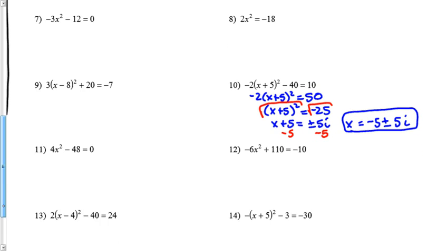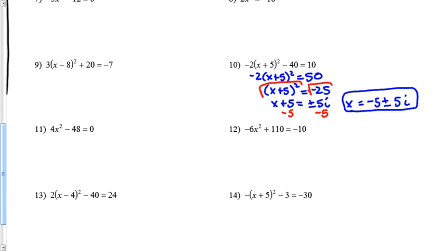So number 11 is pretty similar. We're going to take a look at number 11. This one's in standard form. Let's do PEMDAS backwards by adding 48 to both sides first, and then dividing by 4. Now when we take the square roots, notice we have a square root of 12, not a perfect square. So this is where you split it up into 2 square roots, 4 and 3. This becomes 2 root 3 then. So our answer is positive and negative 2 root 3.